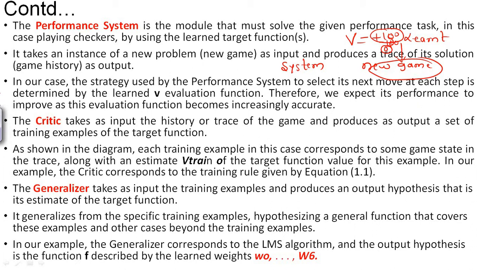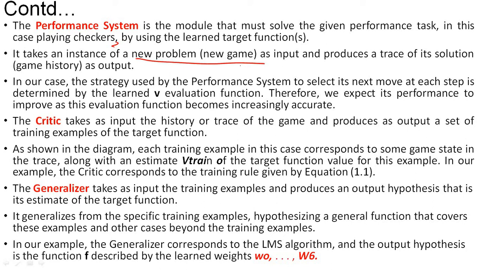So this is about the performance of the system, and we measure it by providing a new game. In our case, the checker system is given a new game. This is about the performance of the system. The second module is the critic. The critic takes as input the history or trace of the game.